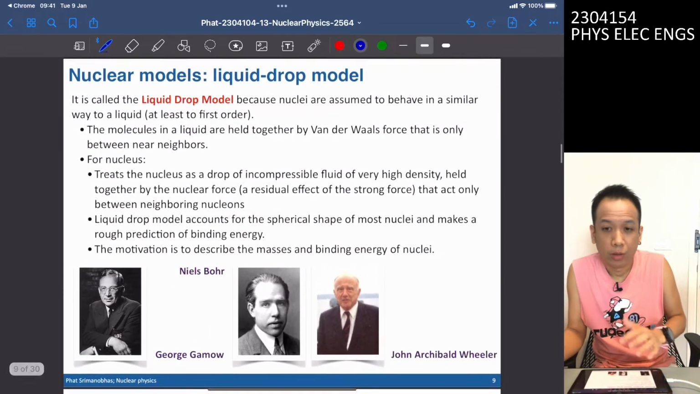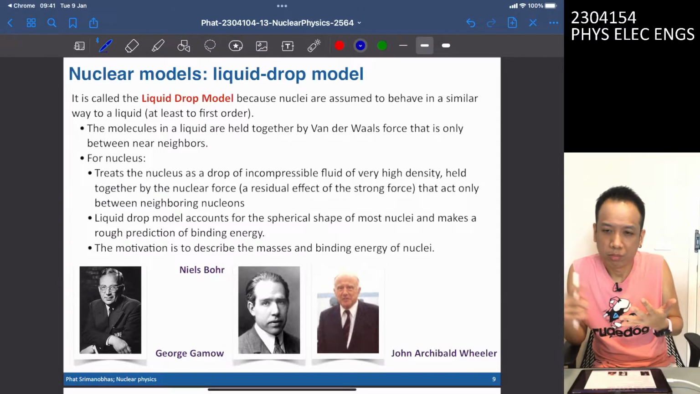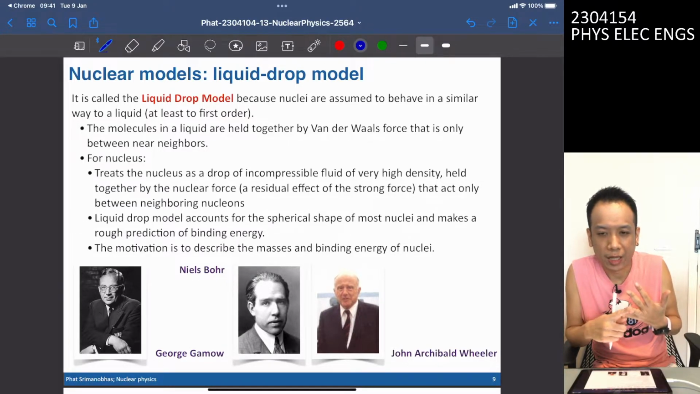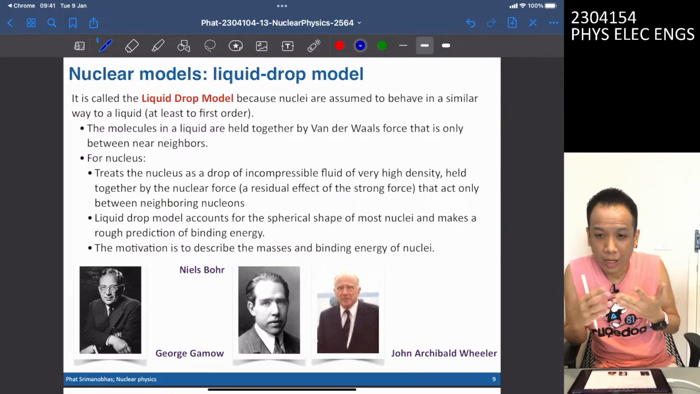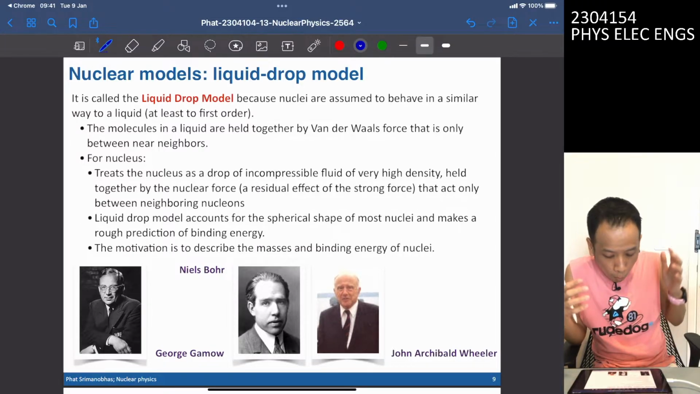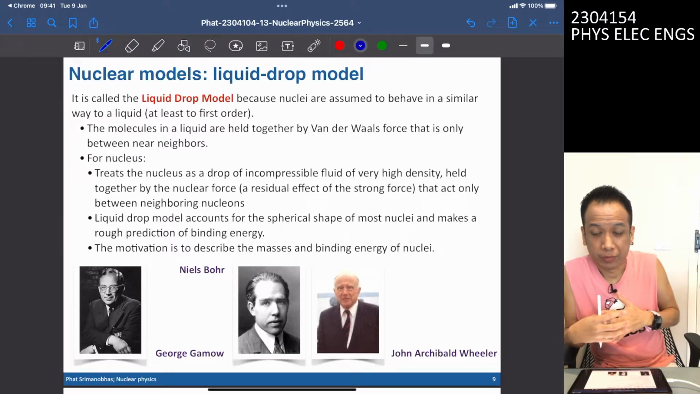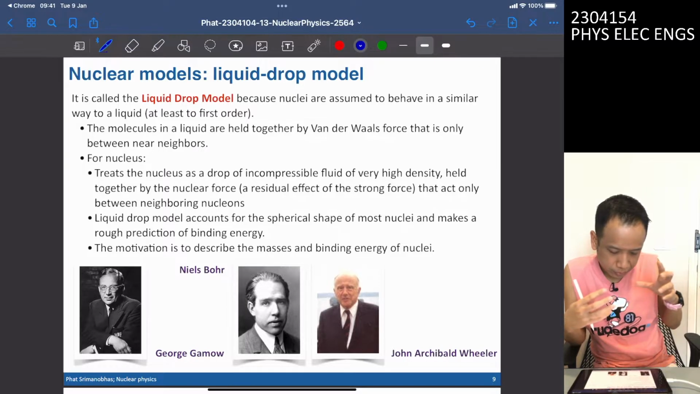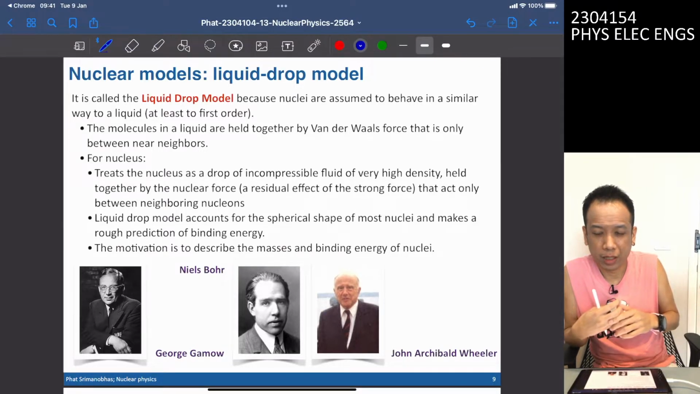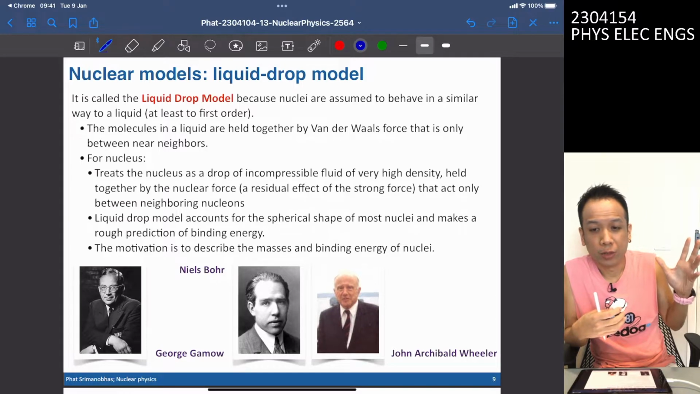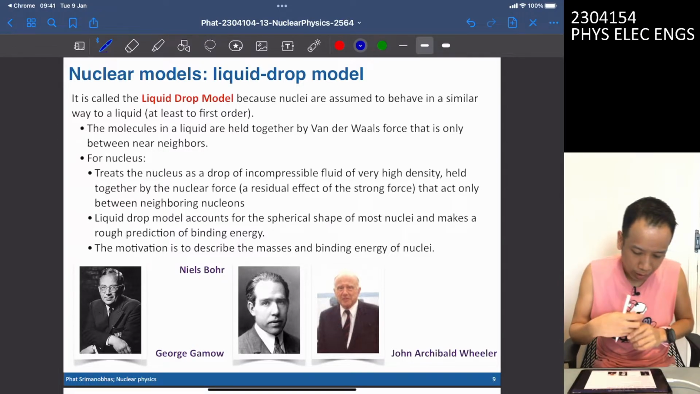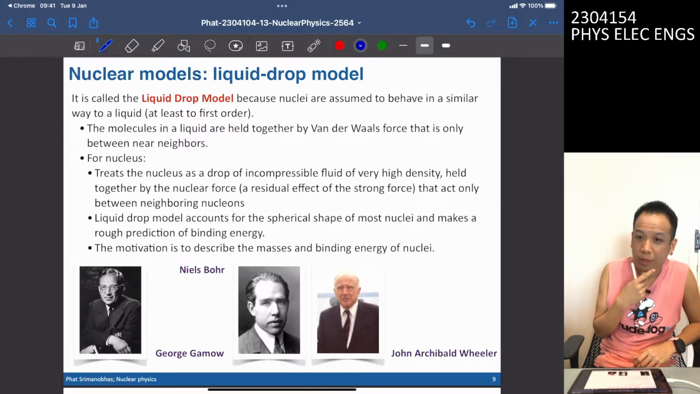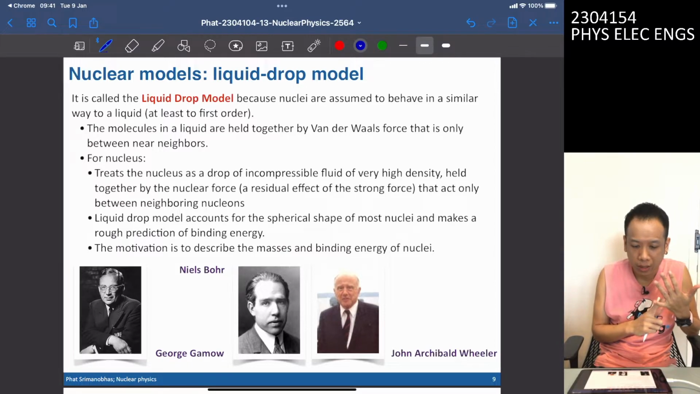Next, now we know about the size, we know how to write it as a symbol, we know how it sticks together. We're now trying to model it, okay. It's the same as in atomic physics. You try to model the atoms; now you try to model the nucleus, okay. So there are two models mentioned in the survey. One is the liquid drop model, another one is the shell model.